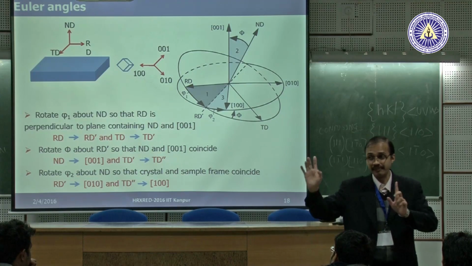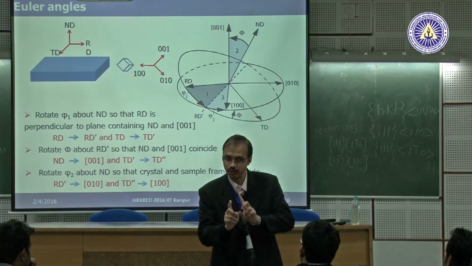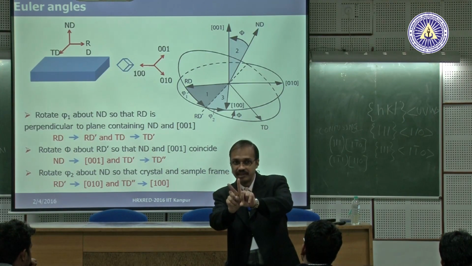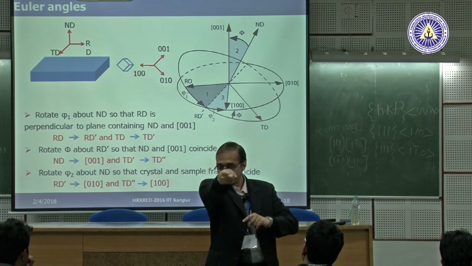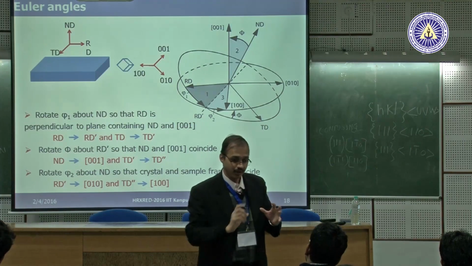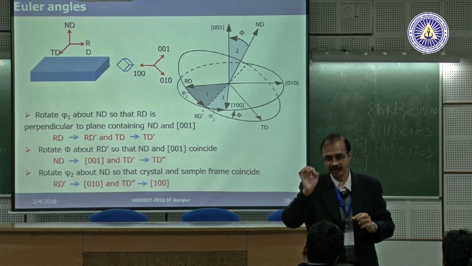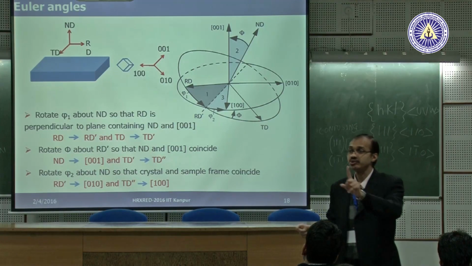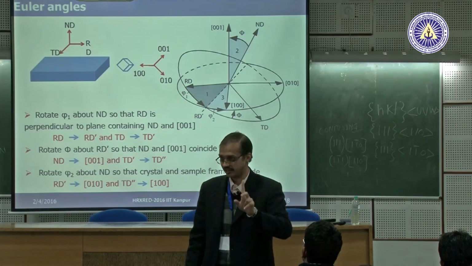So see, earlier I played a trick. I rotated about ND so that RD prime goes to a location such that your ND and 001 lie in the same plane, and RD prime is normal to the plane. Similar to what I told you, that Z was coming out, I was rotating about Z, and my X and my Y were going over here. So you do the same way. Your second rotation is about RD prime, by an angle phi, so that your ND and 001 coincide. So now you have made one axis coincide.